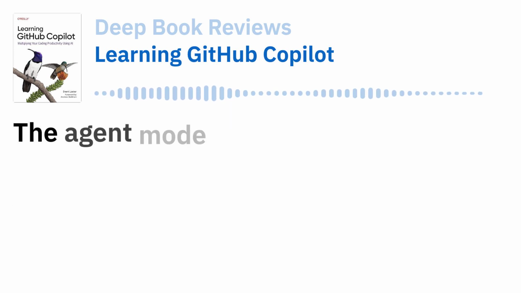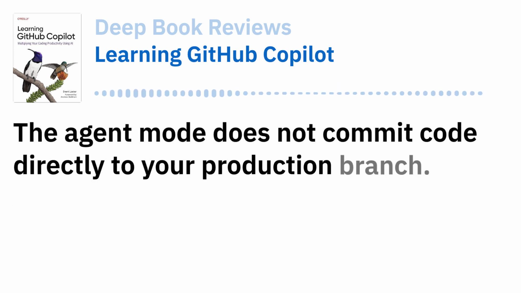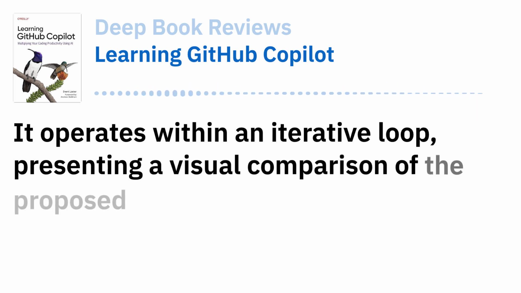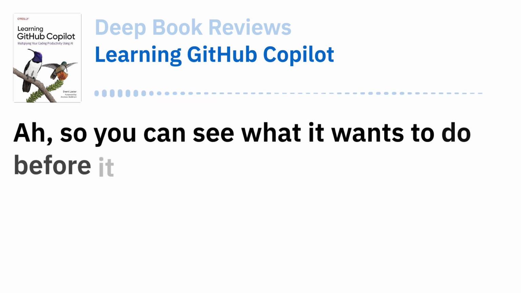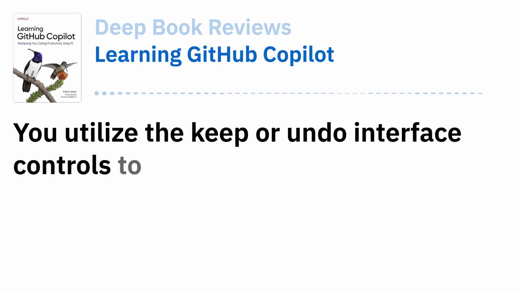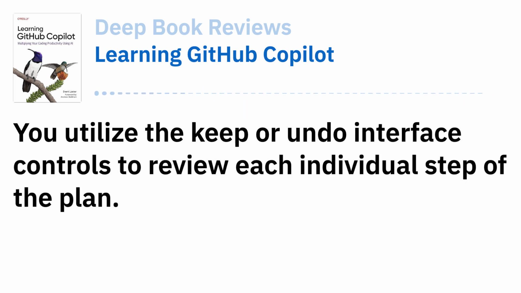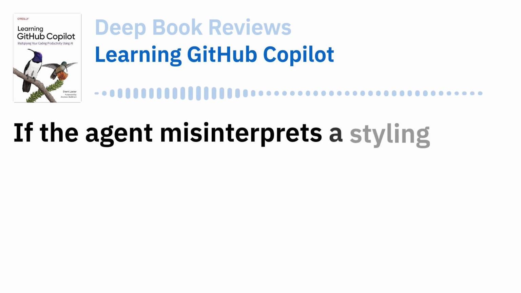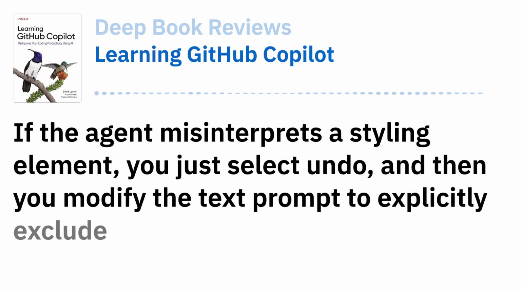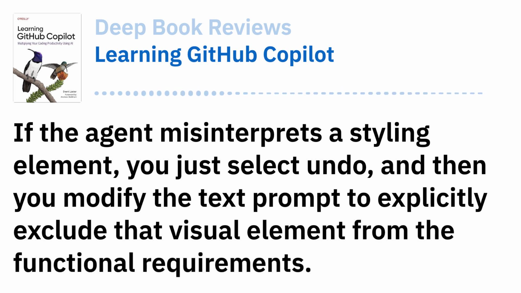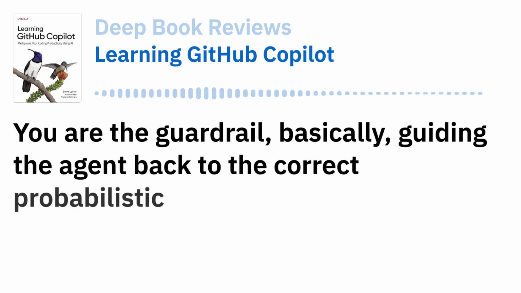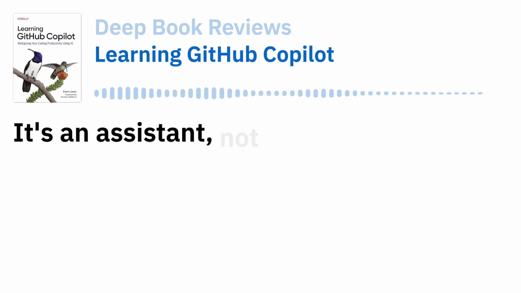Okay, how does that work? The agent mode does not commit code directly to your production branch. It operates within an iterative loop, presenting a visual comparison of the proposed changes. So you can see what it wants to do before it does it. Precisely. You utilize the keep or undo interface controls to review each individual step of the plan. If the agent misinterprets a styling element, you just select undo, and then you modify the text prompt to explicitly exclude that visual element from the functional requirements. You are the guardrail, basically, guiding the agent back to the correct probabilistic path. That makes sense. It's an assistant, not a replacement.